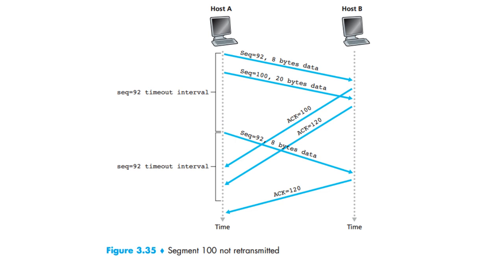Suppose now that neither of the acknowledgements arrives at host A before the timeout. When the timeout event occurs, host A resends the first segment with sequence number 92 and restarts the timer.